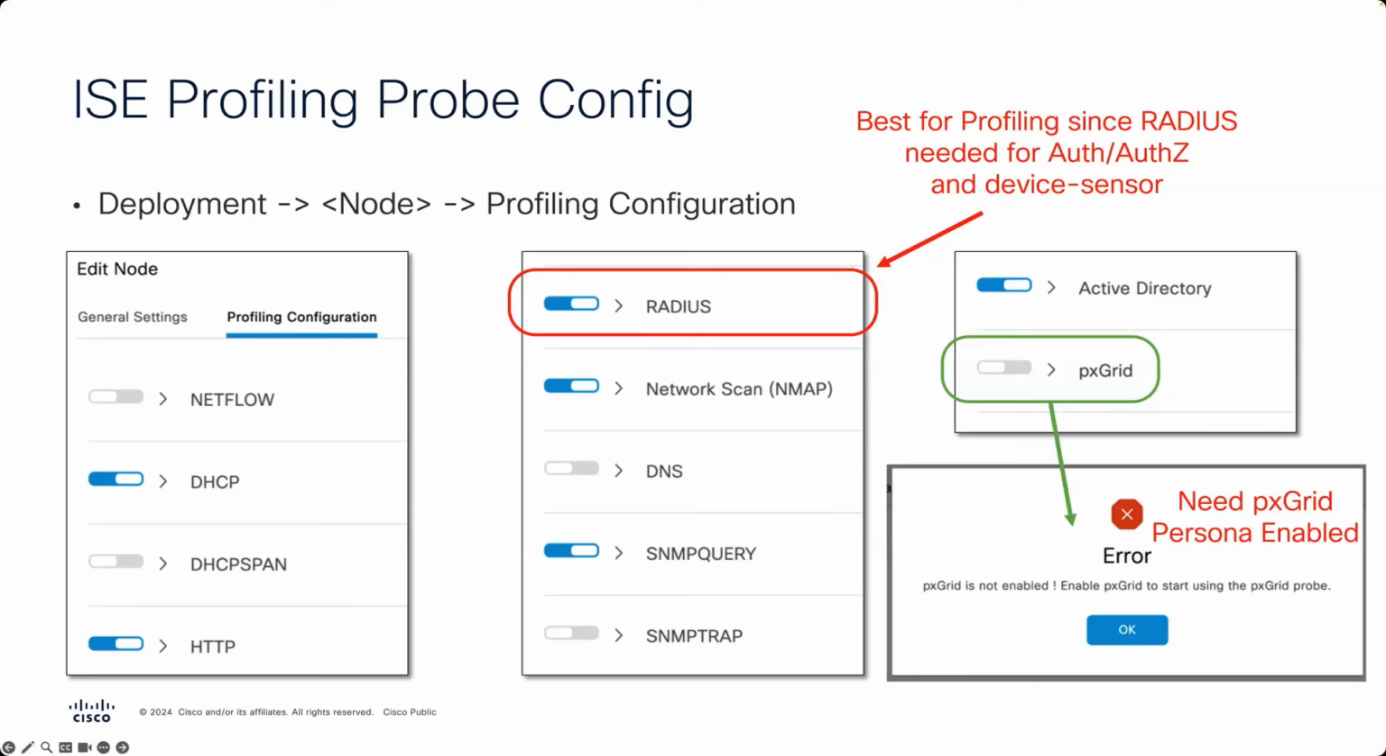Now that's fine, because essentially, if you've never turned on pxGrid, it's saying I can't analyze data on a service that's not running. So to get around this error, to fix this, all we have to do is go to our ISE deployment, and we'll look at all the individual nodes in our environment and say, okay, I want to turn on the pxGrid persona.